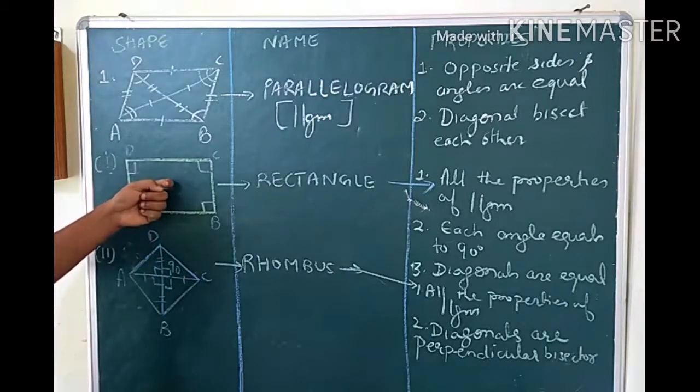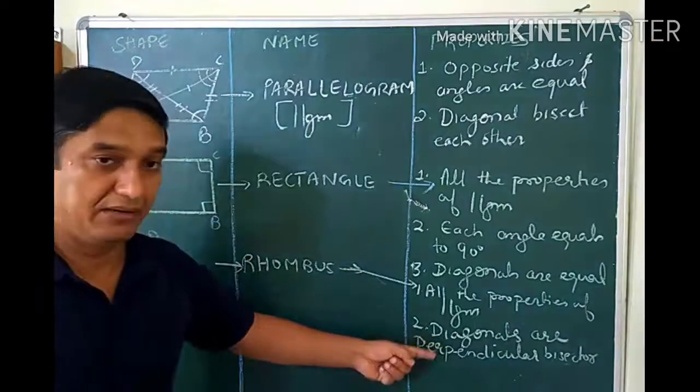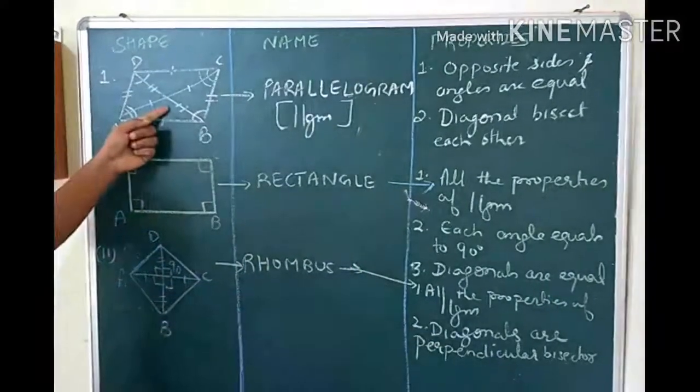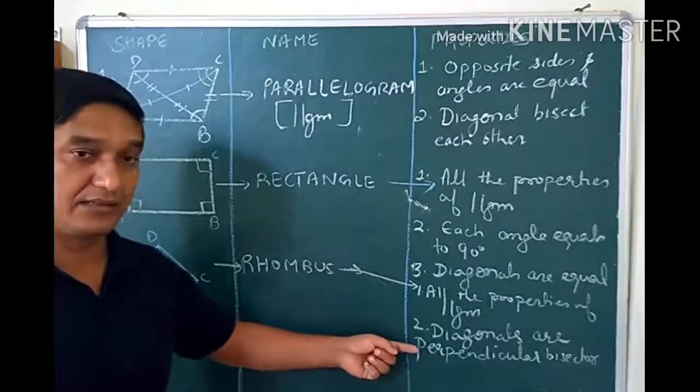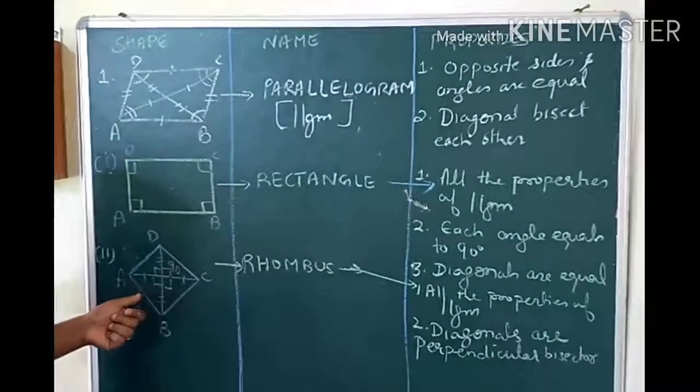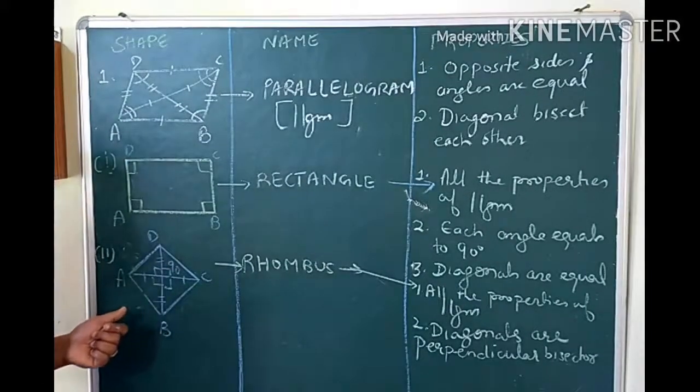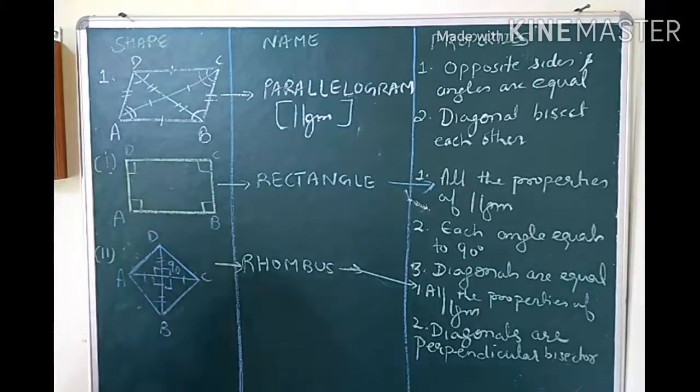In a rectangle, diagonals are not perpendicular bisectors. In a parallelogram, diagonals are not perpendicular bisectors. But in a rhombus, diagonals are perpendicular bisectors. Next type is square.